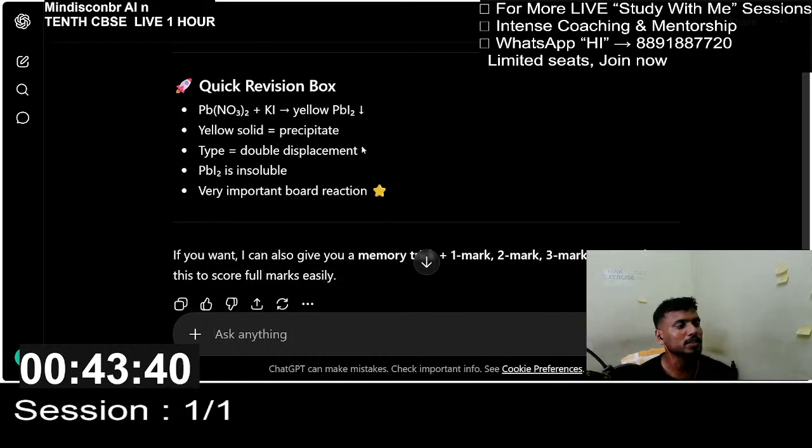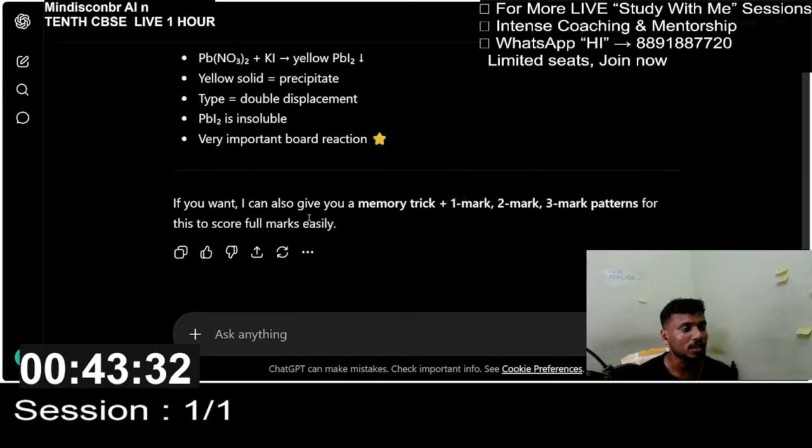Pb(NO3)2 plus KI gives yellow PbI2. Yellow solid is equal to precipitate. This is an example of double displacement. PbI2 is insoluble. Very important board reaction. So, this was the second activity that we also studied.